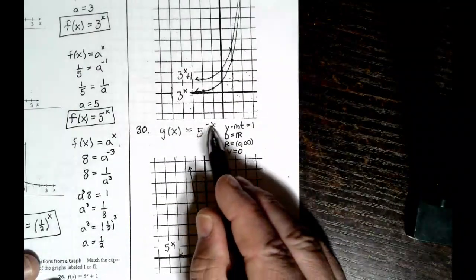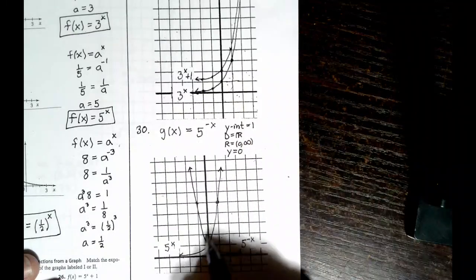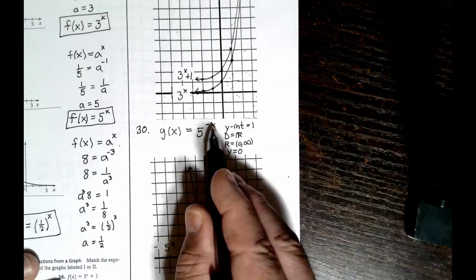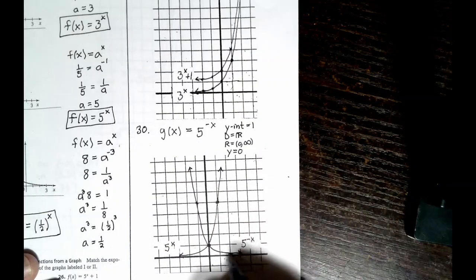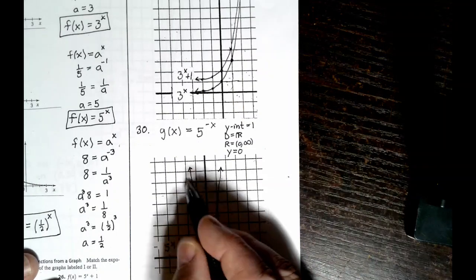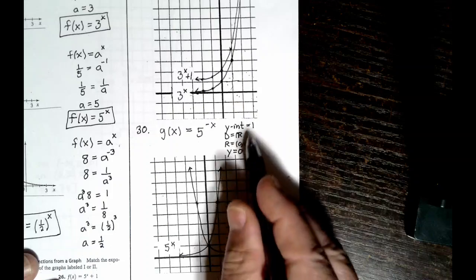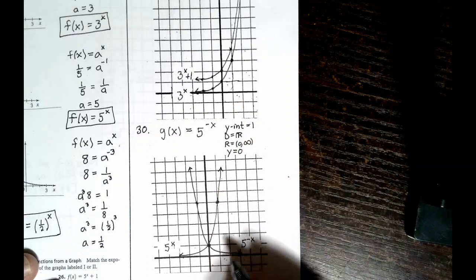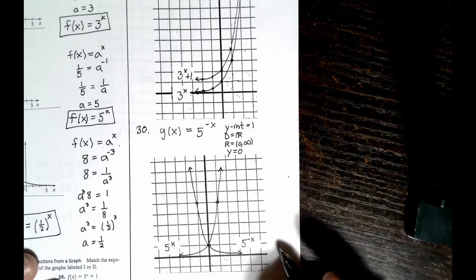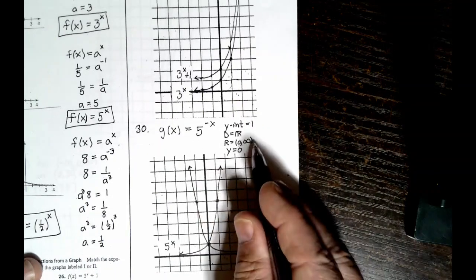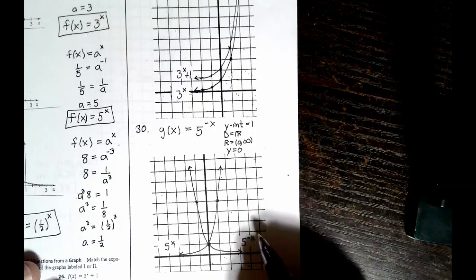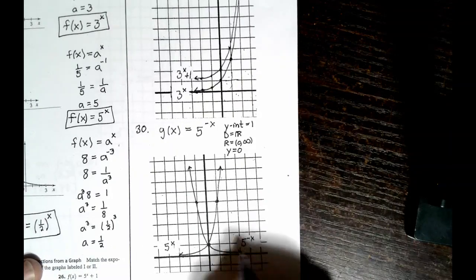Alright, now this one, 5 to the negative x. If you start out with 5 to the x, it looks like this, and you put a negative in the exponent, it flips it over the y-axis. So that's what this looks like. Its y-intercept is at (0, 1). Its domain, it goes left and right forever. Your range is greater than 0 to infinity. And you've got your asymptote at y equals 0.